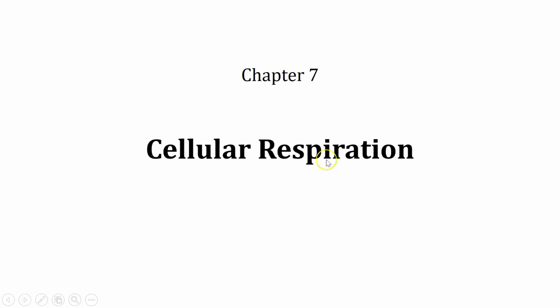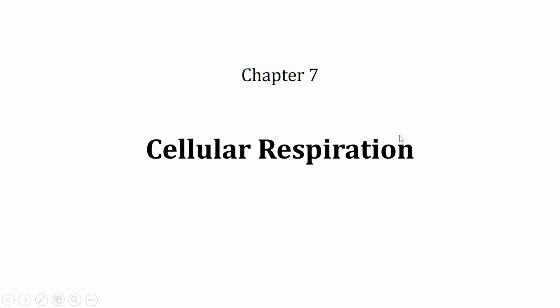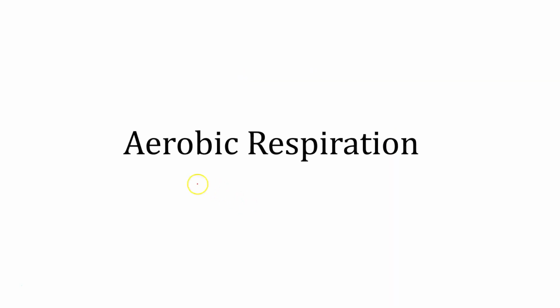Chapter 7 is all about cellular respiration, and this is basically how cells make energy. There's a variety of ways that energy is made, and there are various forms of cellular respiration. One of the things that we are going to take a look at in the beginning of this chapter is aerobic respiration, which is a type of cellular respiration which requires oxygen.